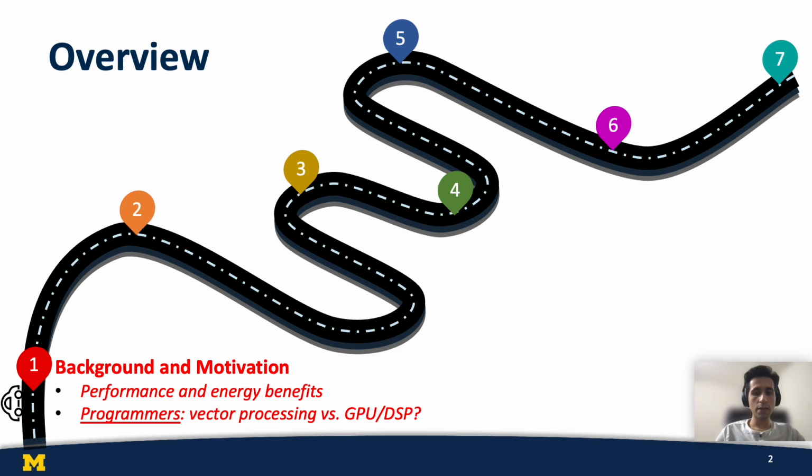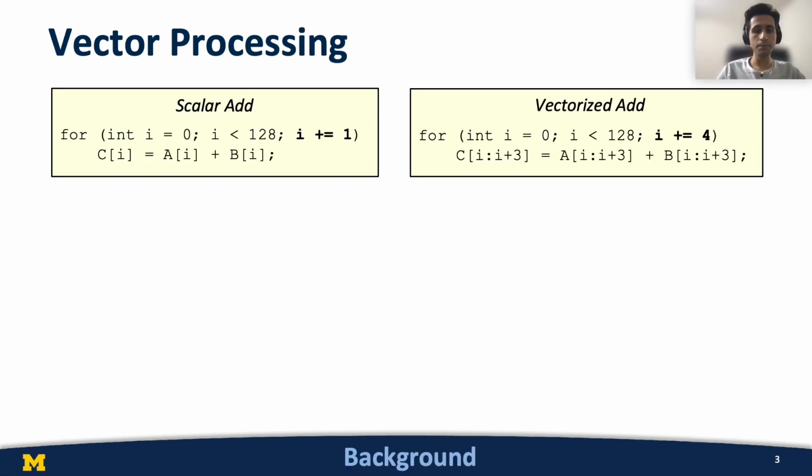To understand the concept of this presentation, first we provide the background of vector processing and compare its benefits with domain-specific accelerators. We start with a simple example of vector add. The left code snippet shows the scalar implementation while the right code is the vectorized version. Vector processing uses a single instruction to operate on multiple data.